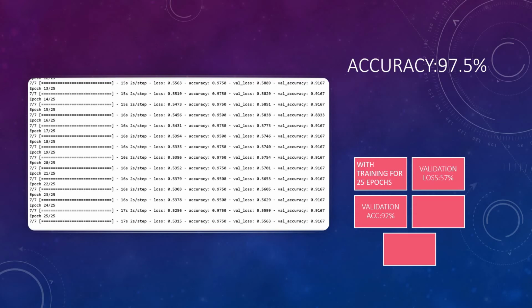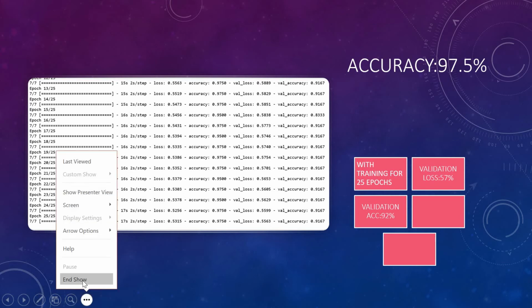We have got accuracy of 97.5%. We have trained our model for 25 epochs. We have got validation loss of 57% and validation accuracy of 92%. And let us see our model.